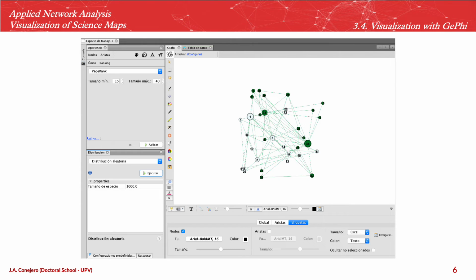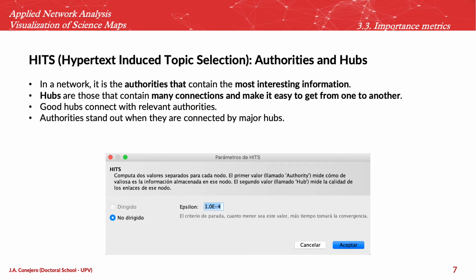The second measure that we have indicated is the result of the HITS algorithm, which is hypertext induced topic selection, and it has two parts: authorities and hubs.